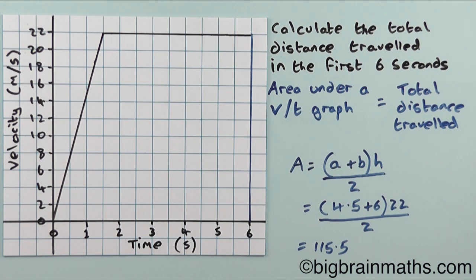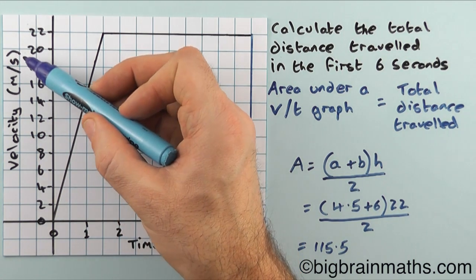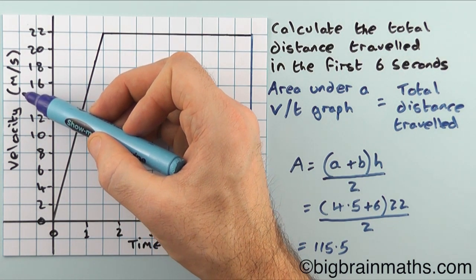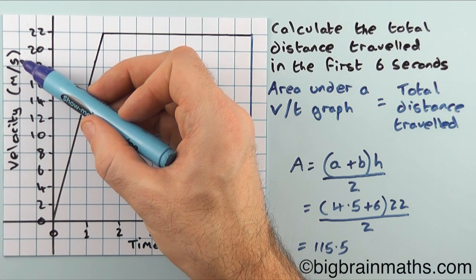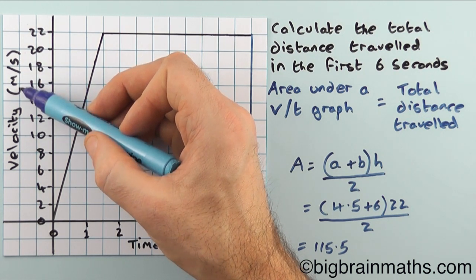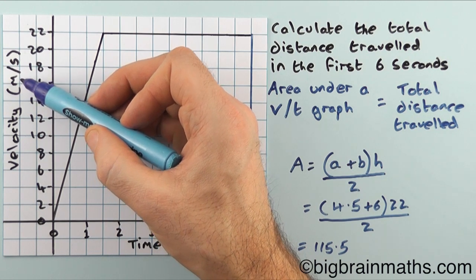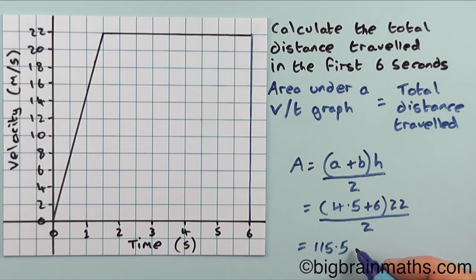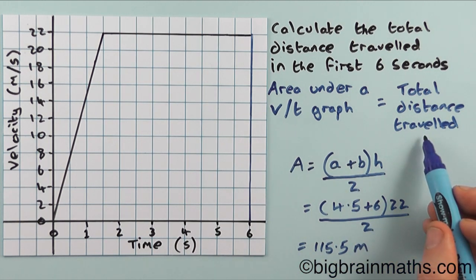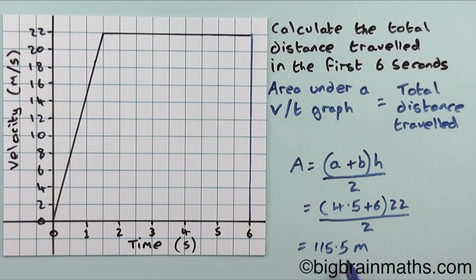Finally, I need to put some units on my answer. To find out what units my total distance travelled is measured in, I need to look at the units for velocity. The units of velocity are meters per second. So the distance part of these units is meters, which means that my total distance travelled will also be measured in meters. So the area under the velocity time graph up until 6 seconds, which is equal to the total distance travelled, is 115.5 meters. And this is my final answer.